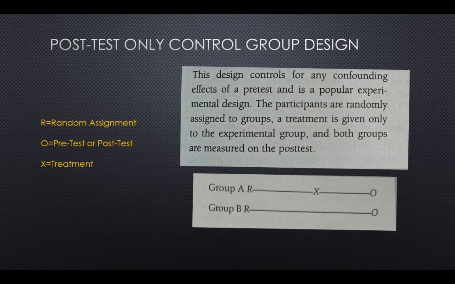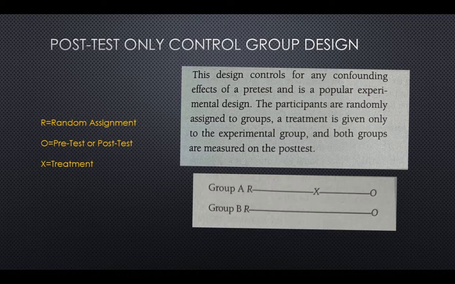The next type of experimental design we're going to discuss is a post-test only control group design. The reason you might want to use this design is because you think that if participants even see the pretest or the survey that you're going to give them in the beginning, it will influence the post-test or the results at the end of the treatment. So you're going to randomly assign participants into groups. A treatment is given only to the experimental group, but both groups are going to be measured on the post-test.